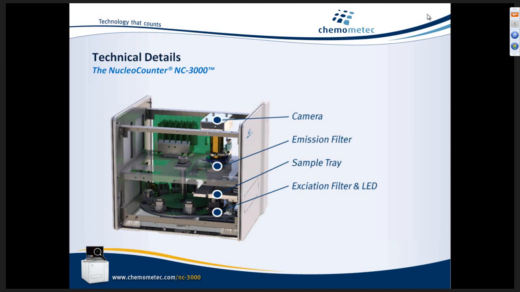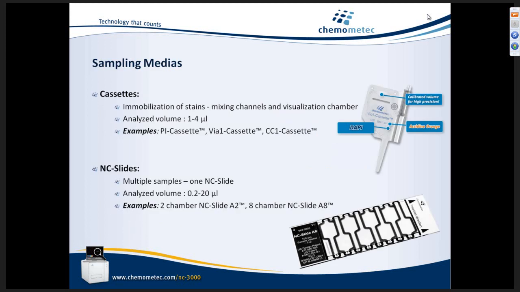For sampling our media, we can go through with the cassette or the slides. The cassettes, Via1 cassettes, consist of a plastic cassette that fits into an Eppendorf tube, for example, and you can draw up your cell suspension into the cassette. The staining solutions, DAPI and acridine orange, are inside the cassette, so your cells will be stained, and we will be able to measure acridine orange and DAPI on the cells.